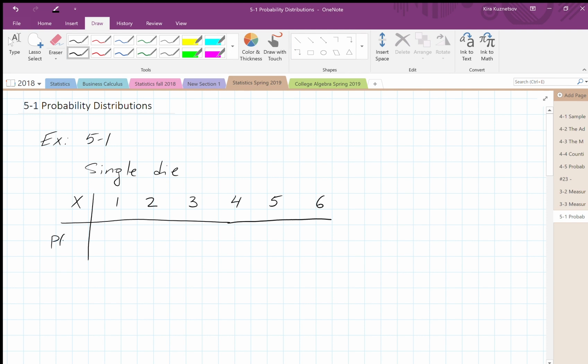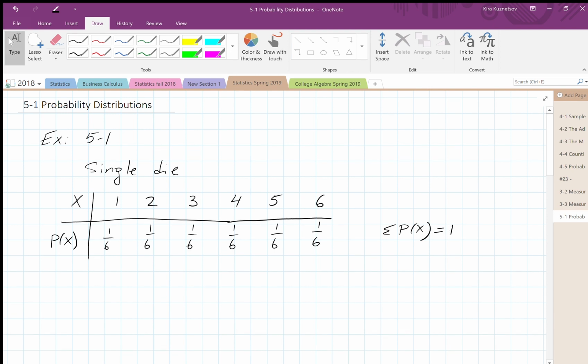Now on the bottom, I will describe the probability of each of those events happening. The probability of rolling a 1 is 1/6. The probability of rolling a 2 is the same thing. So they're all the same probabilities. What I'd like you to notice is if you sum up all of the probabilities, just take 1/6 and add them all together, there's 6 of them. 6 times 1/6 is 1. And this is how you know that your probability distribution is complete.